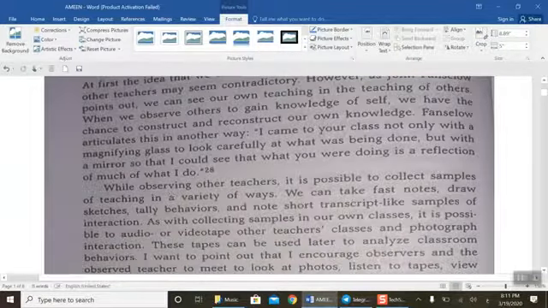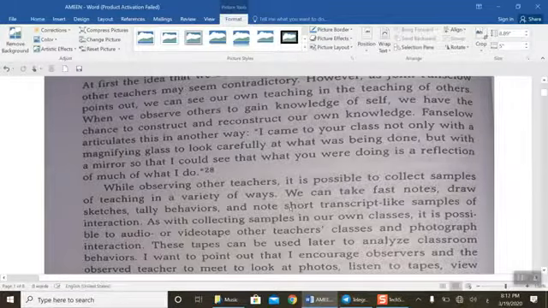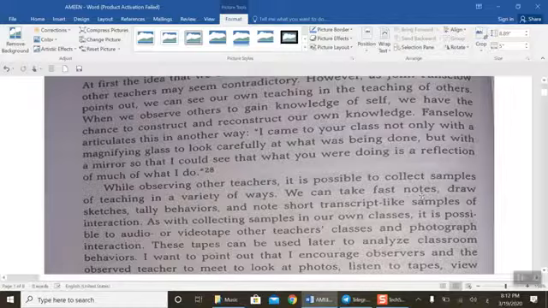While observing other teachers, when we go to their classes and observe them, it is possible to collect samples of teaching in a variety of ways. How to collect samples? How to observe teachers? I want to observe a teacher. In which way? We can, for example, take fast notes, draw sketches, tally and count behaviors, and note short transcripts, like samples of interaction.